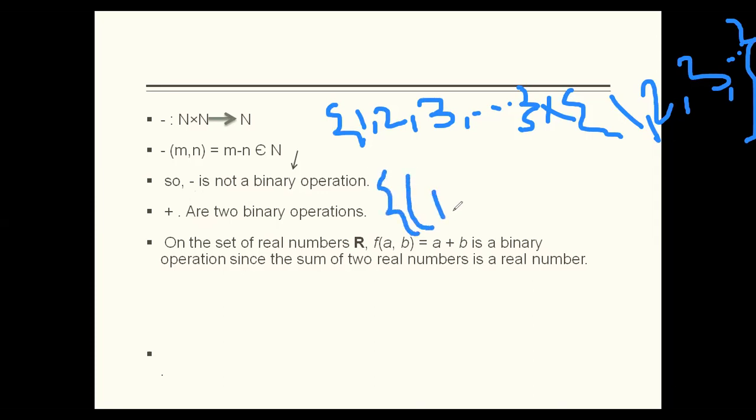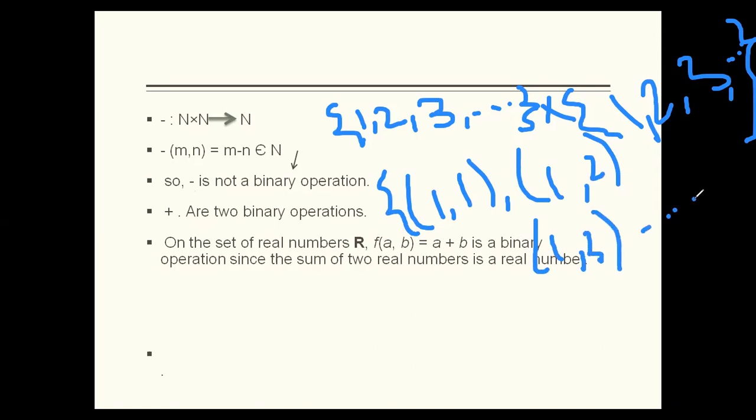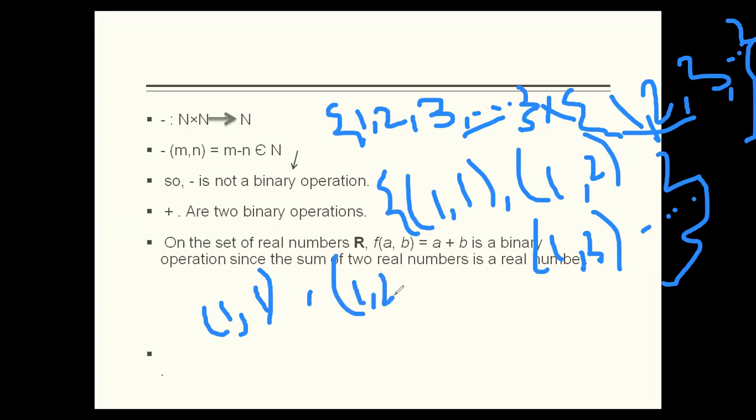So from this set we have 1, 1, 1, 2, 1, 3, and so on. Write the elements in pairs. As our element sets are infinite, our Cartesian product is infinite. So from this Cartesian product we choose two elements and apply subtraction on them. We choose 1, 1, 1, 2 and apply this operation on them.